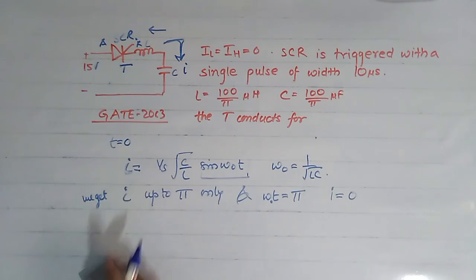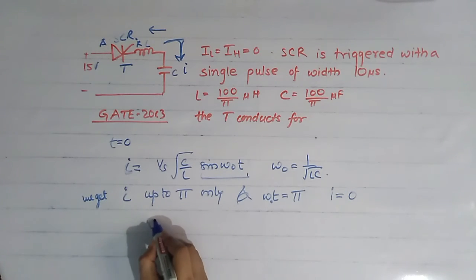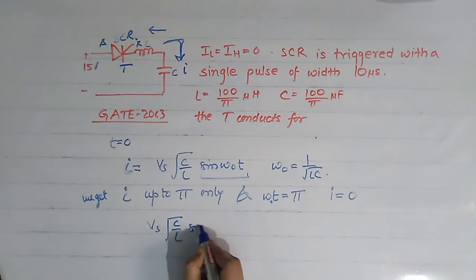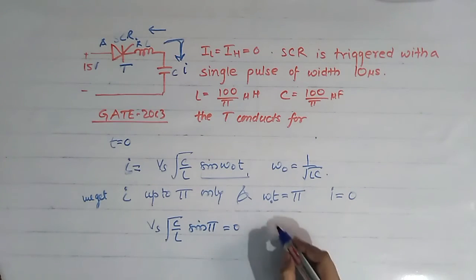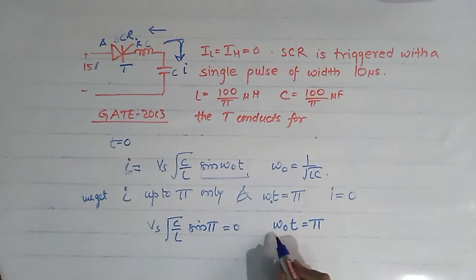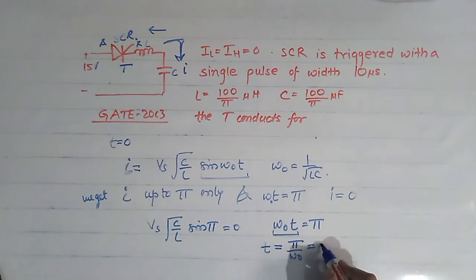If we put Vs root C by L sine pi, then it is equal to 0. So we can say that omega naught t is equal to pi. This is the angle up to which this thyristor conducts. And what is omega naught? It is 1 by root LC. So time is simply equal to pi by omega naught, or we can say pi root LC.